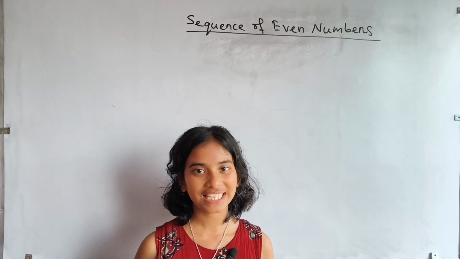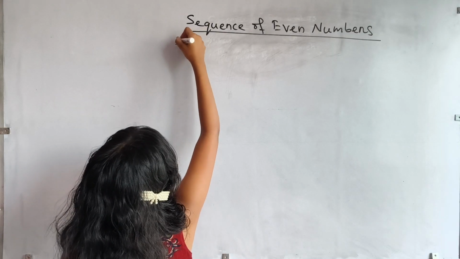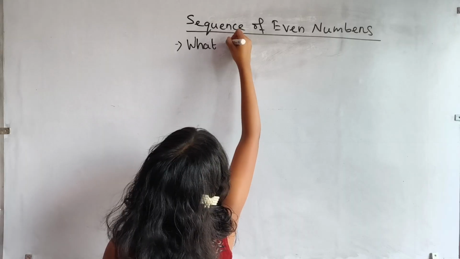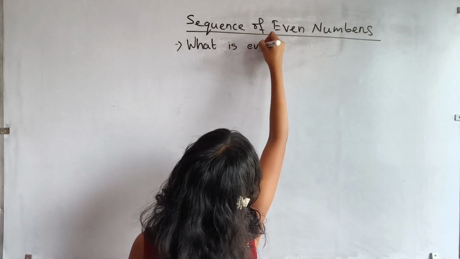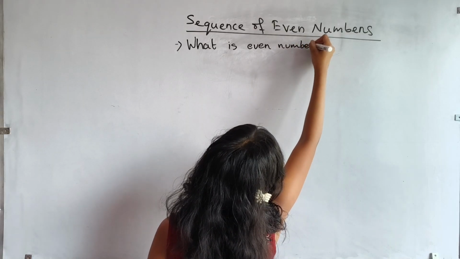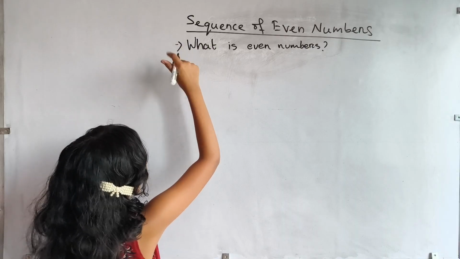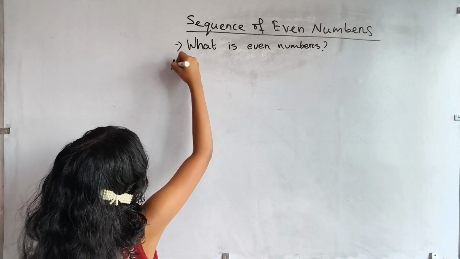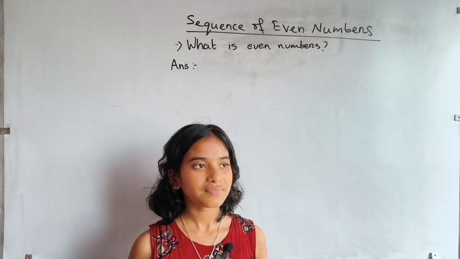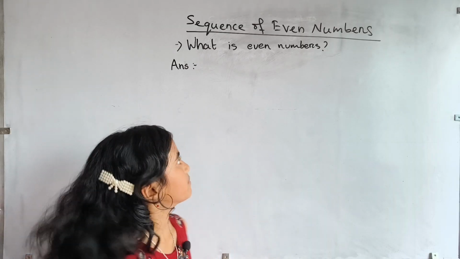So today we will study sequence of even number. So what is even number? The natural numbers which are divisible by 2 are even numbers.